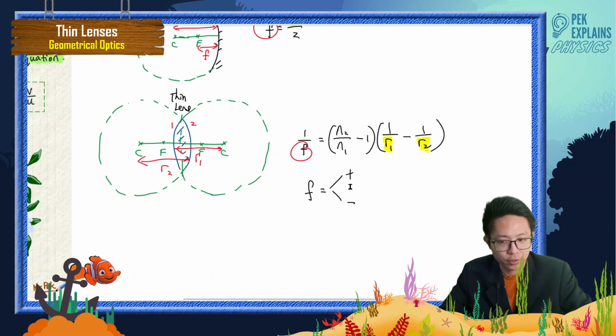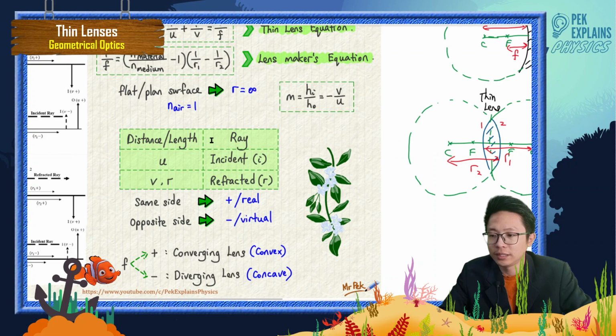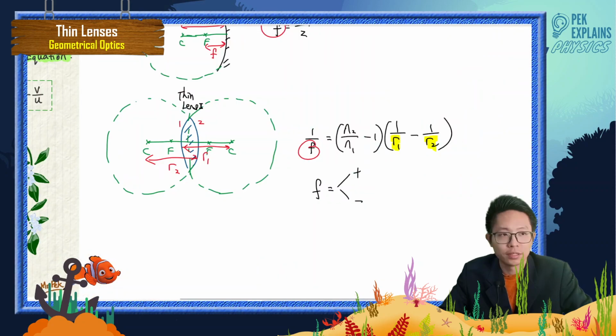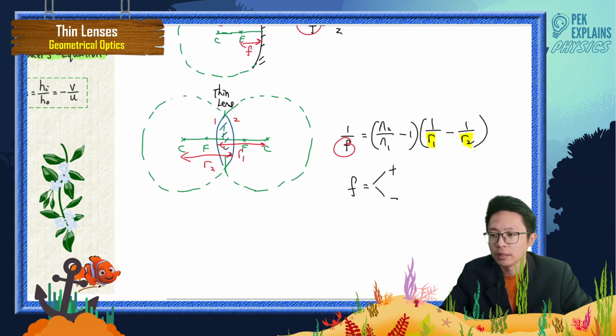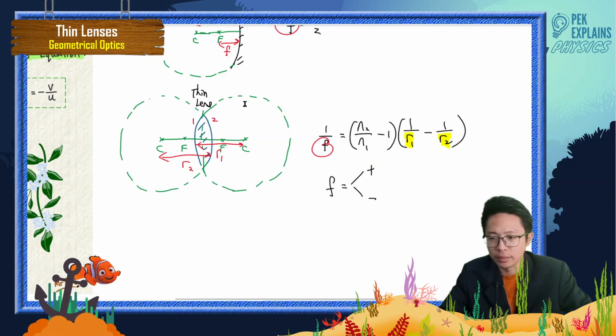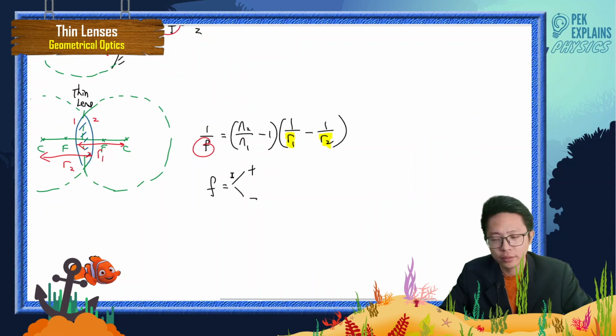So whether f is positive or negative for a thin lens depends only on this equation. You cannot use the comparison of incident ray and refracted ray to determine it, because a lens has a focal length on both sides. You can only use this equation to get the sign of f.